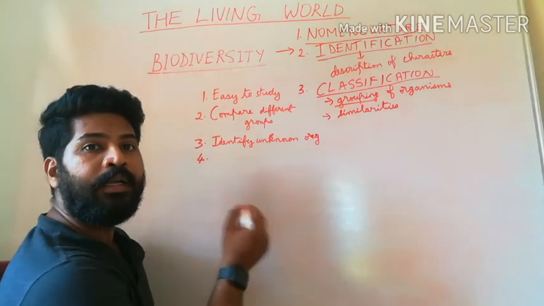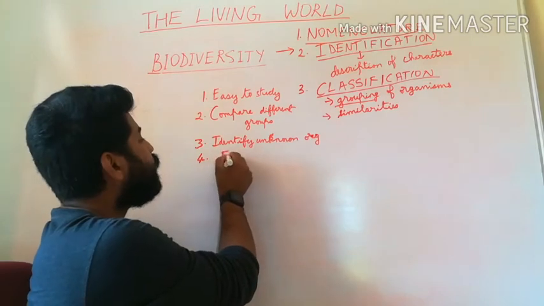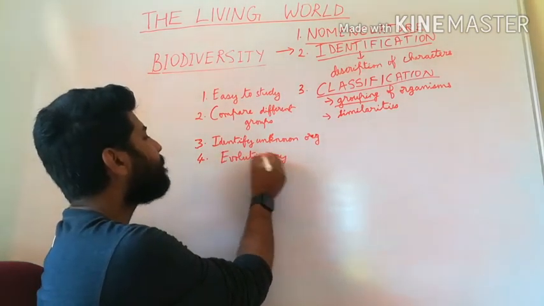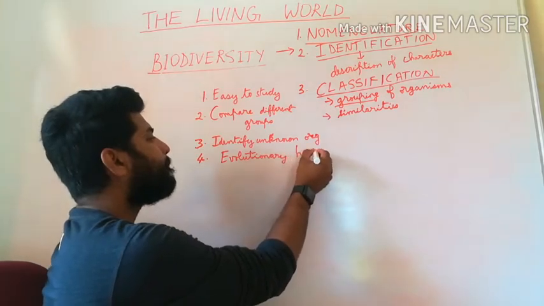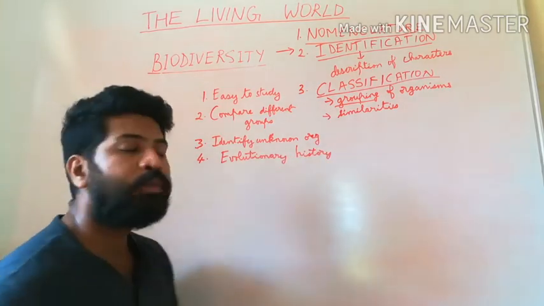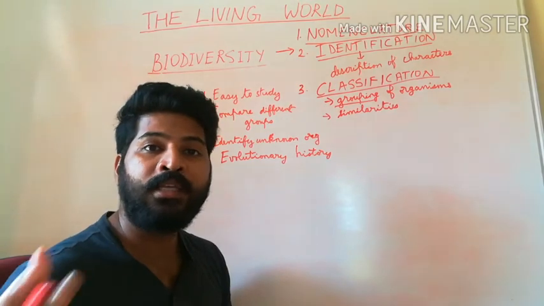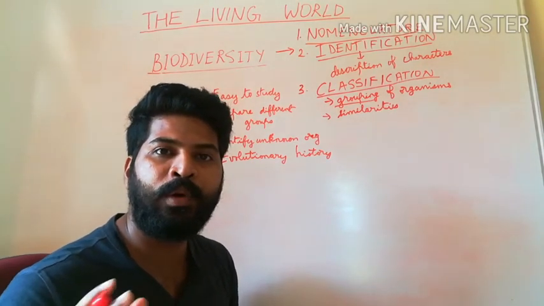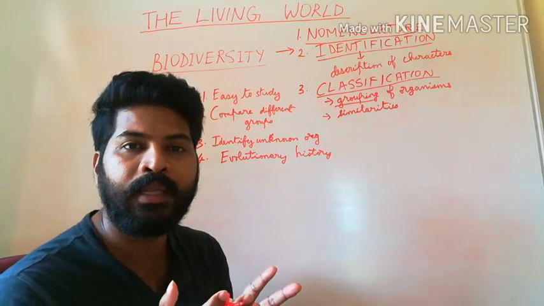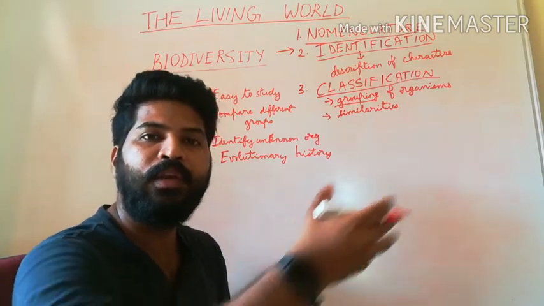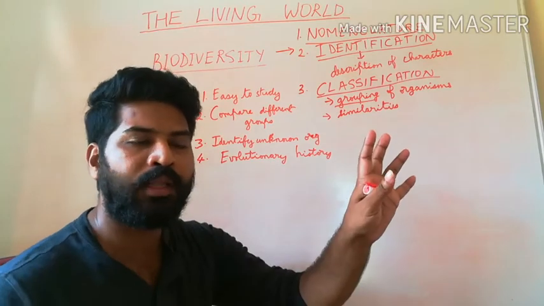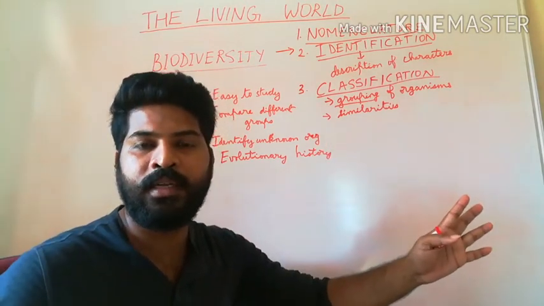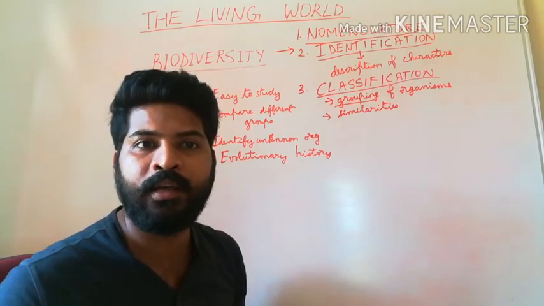Classification will tell you about the evolutionary history of the organism. How that particular organism has evolved. Of course, if the organisms are put in a same group, meaning they would have similar evolutionary histories. Two organisms in two different groups will have different evolutionary histories. They would be less related to each other.